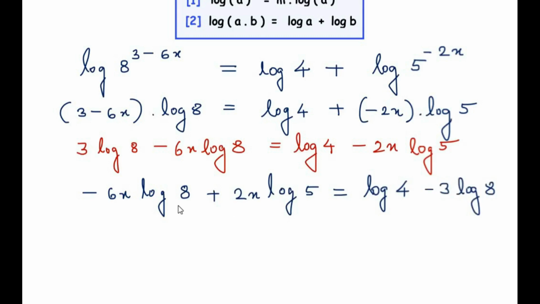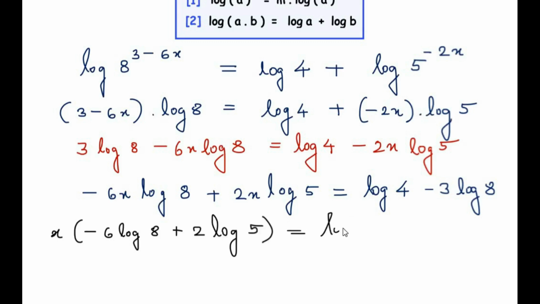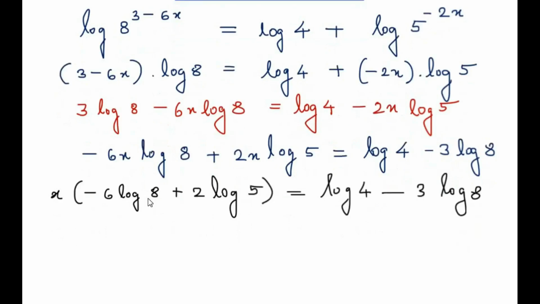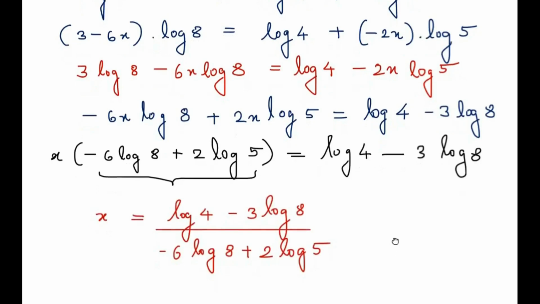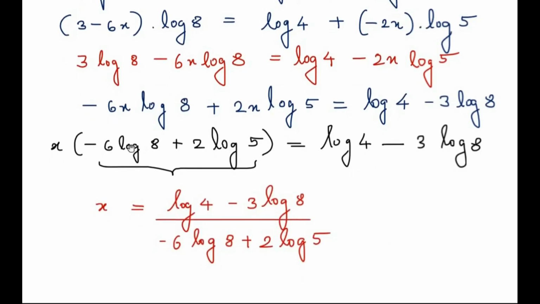Next we are going to factorize this left hand side, that is we are going to take x as a common term. So here x is taken out and in the bracket remains minus 6 log 8 plus 2 log 5. And on the right hand side we have log 4 minus 3 log 8. Now let us take this bracket on the other side of equal to sign. So it divides log 4 minus 3 log 8 and we get x equal to log 4 minus 3 log 8 divided by minus 6 log 8 plus 2 log 5.